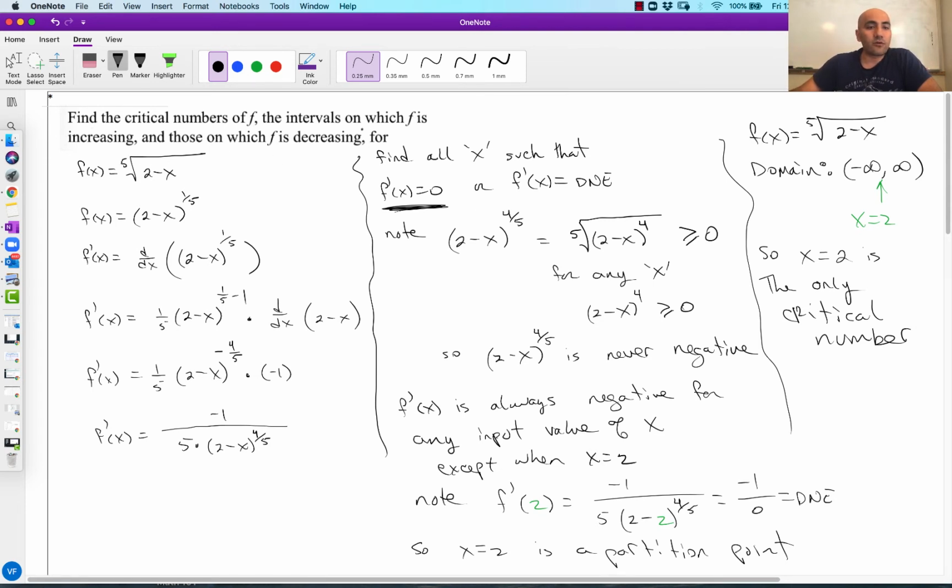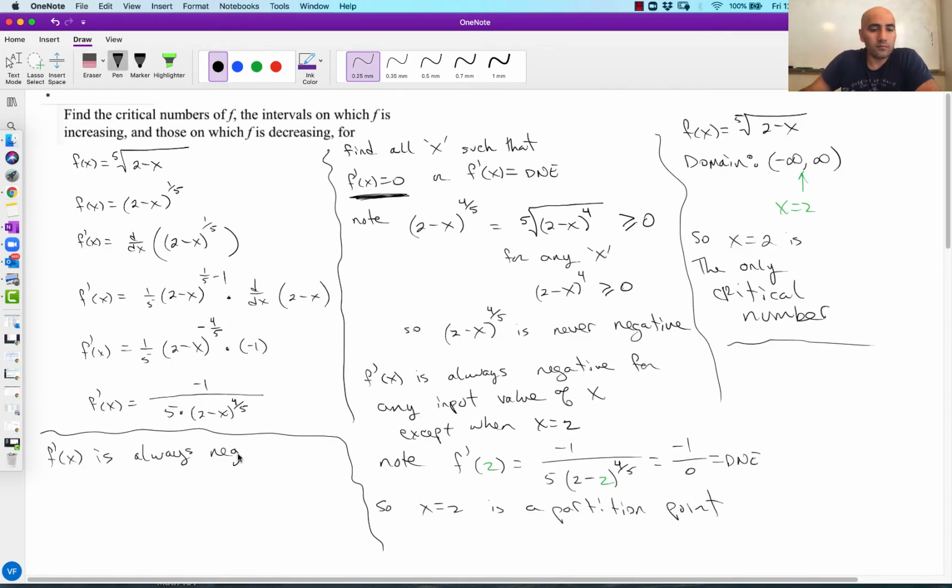The next part says the intervals on which f is increasing or decreasing. Okay, so we've established over here that f prime of x is always negative for any input value, always negative. So if it's always negative, that means that the function is always decreasing, right? The first derivative is negative, means that the underlying function is decreasing. So f prime of x is always negative on the interval from negative infinity to 2 union 2 to positive infinity. So this covers every single possible input value except 2.